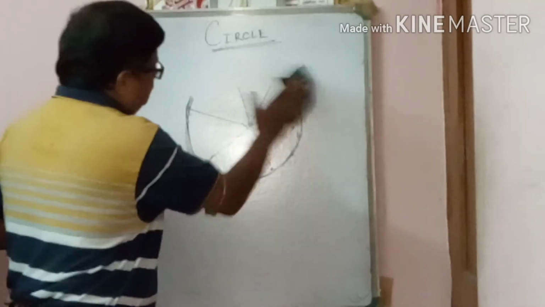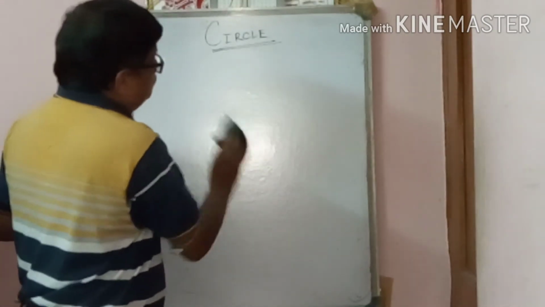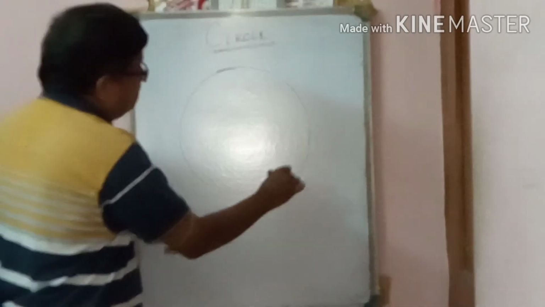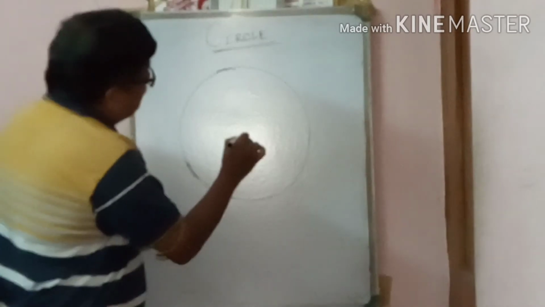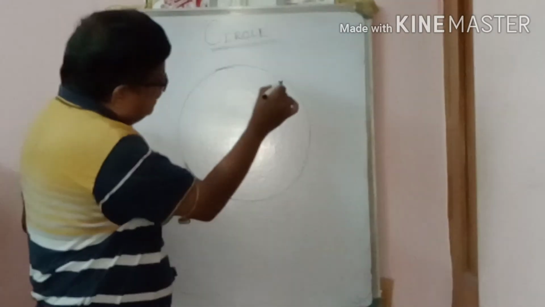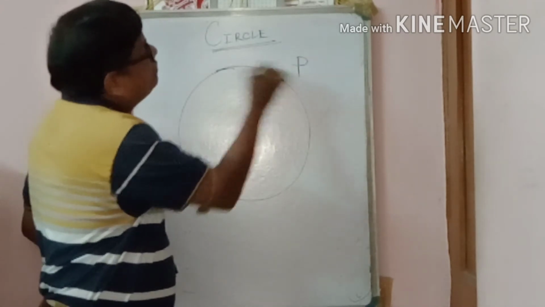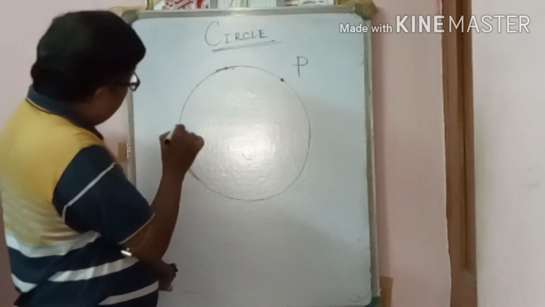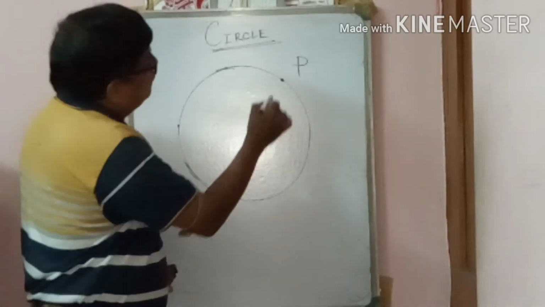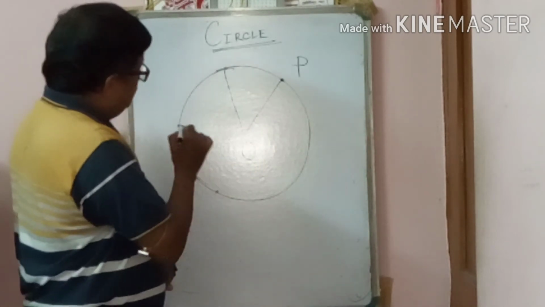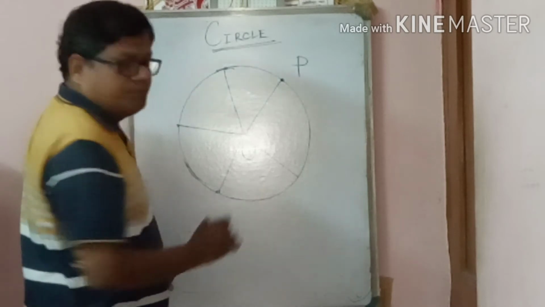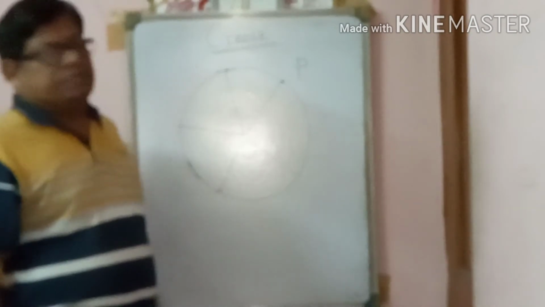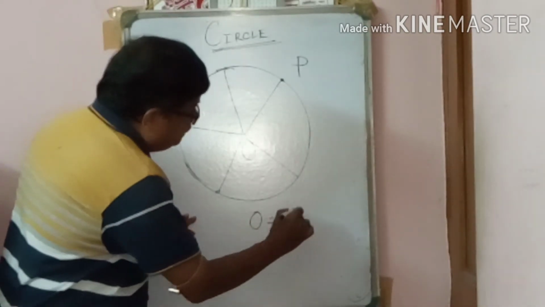See this figure, this is the center. If you take any point here, suppose P is any point, and this is the fixed point O. Take any point here, any point. The distance is the same, no change. The fixed distance is called its radius. The fixed point O is called its center.